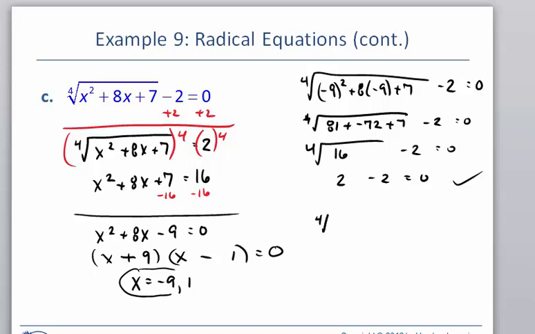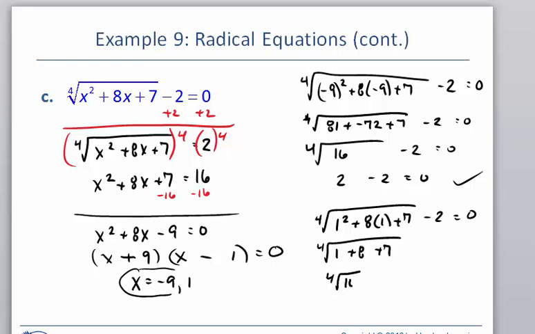So I'm going to plug the 1 in for the x. So I have the fourth root of 1 squared plus 8 times 1 plus 7 minus 2. The fourth root of 1 squared is 1 plus 8 plus 7. That's going to be the fourth root of 16 again. Fourth root of 16 is 2. 2 minus 2 is 0. And so both of those answers check, and both of the numbers are solutions to our problem.